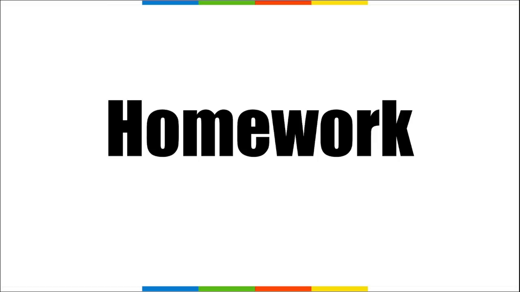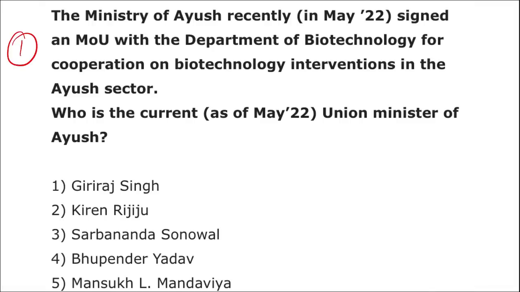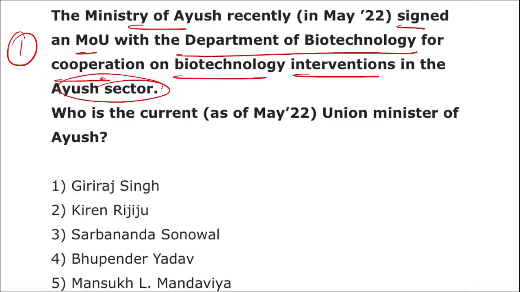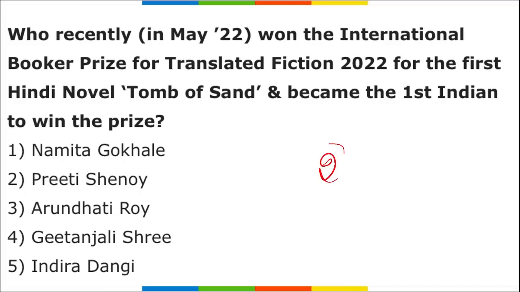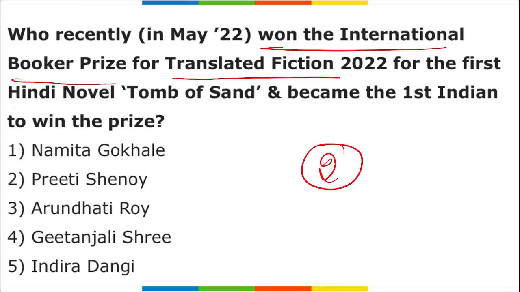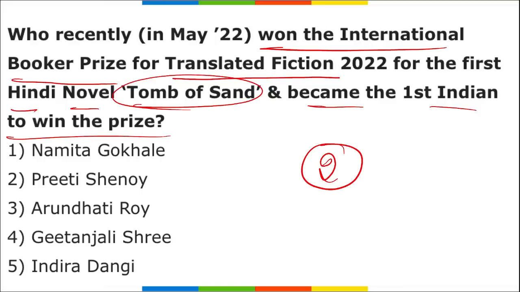Now let's move to the homework part. First question, the Ministry of Ayush recently signed an MOU with the Department of Biotechnology for cooperation on biotechnology interventions in the Ayush sector. Who is the current Union Minister of Ayush? Second question, who recently won the International Booker Prize for translated fiction for the first Hindi novel Tomb of Sand and became the first Indian to win the prize?